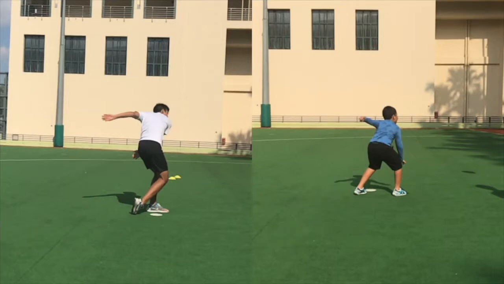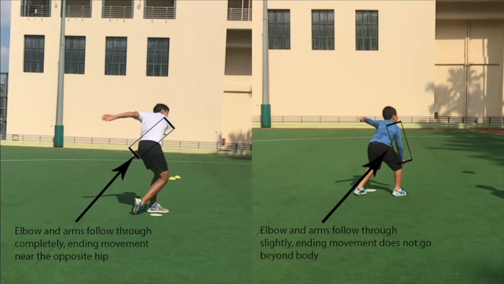Next, we can observe the differences in the ending position of the arms. In the student, we can see that his elbows and arms follow through completely, where the ending movement is near the opposite hip. This motion counteracts the force produced by the body, allowing the student to return to a stable state. While in the child, we can see that there is a slight follow-through. However, the ending movement does not go beyond the body.